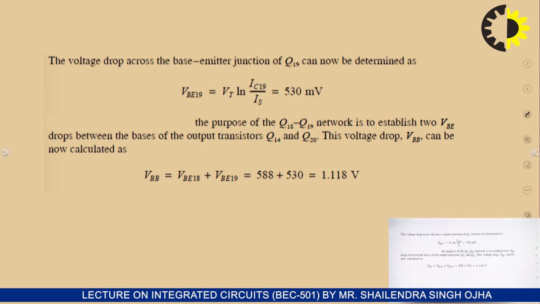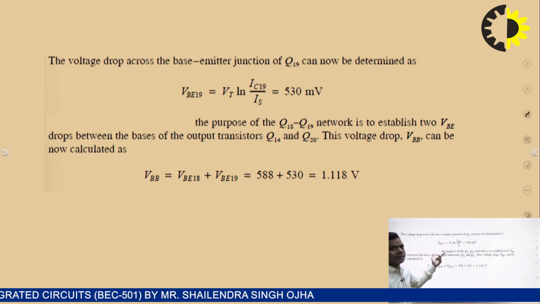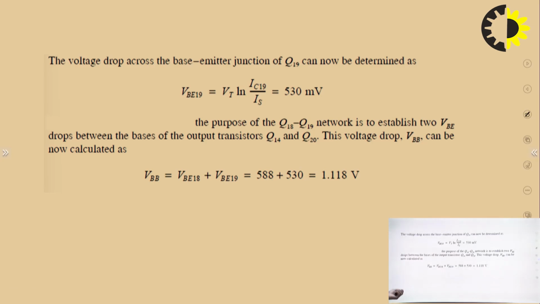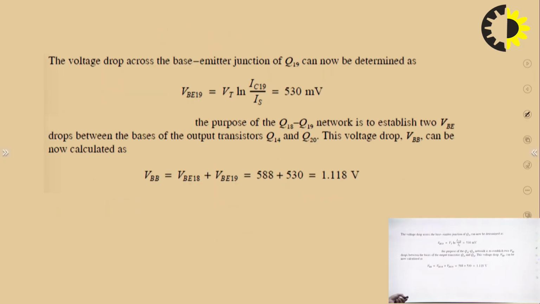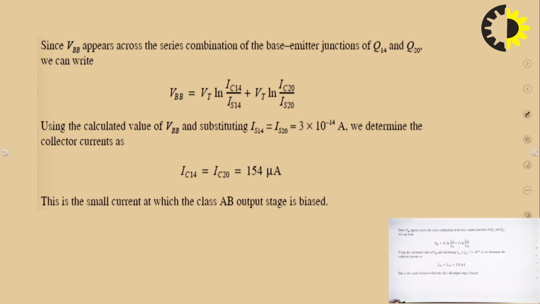Now the voltage drop across the base emitter junction of Q19. This is the generalized formula for base emitter voltage, so VBE19 is equal to VT ln IC19 upon IS. It will be equal to 530 millivolt. Similarly, we can find it for Q18 also. If you add VBE18 and VBE19, which we are calling VBB, it will be 588 plus 530, equal to 1.18 volt.